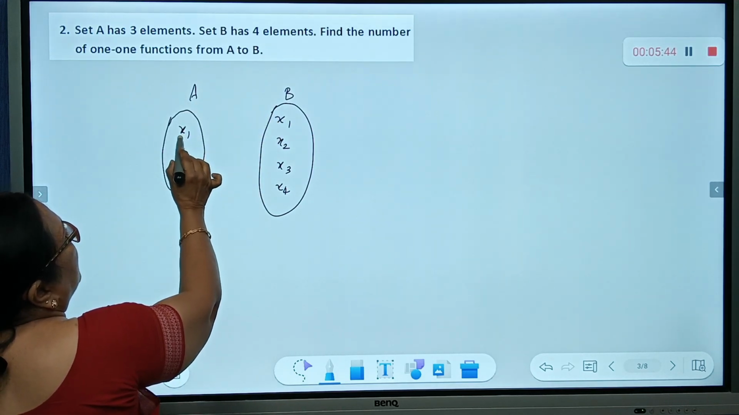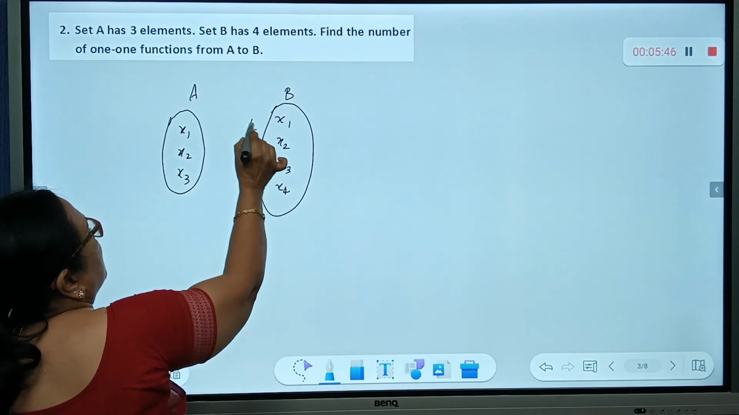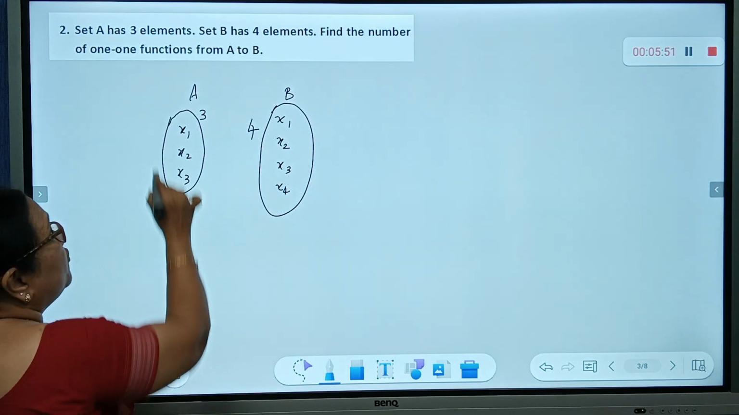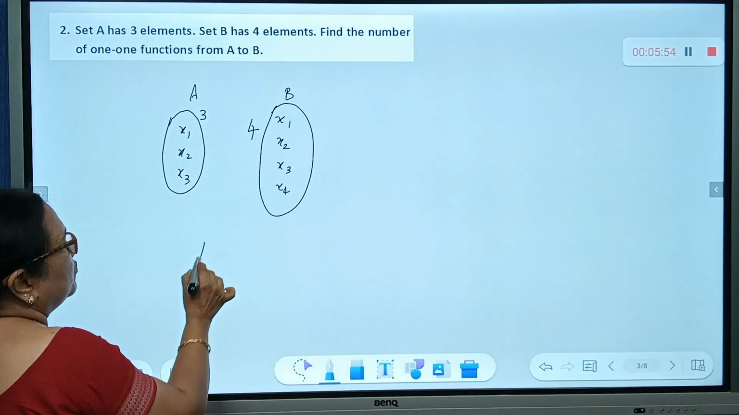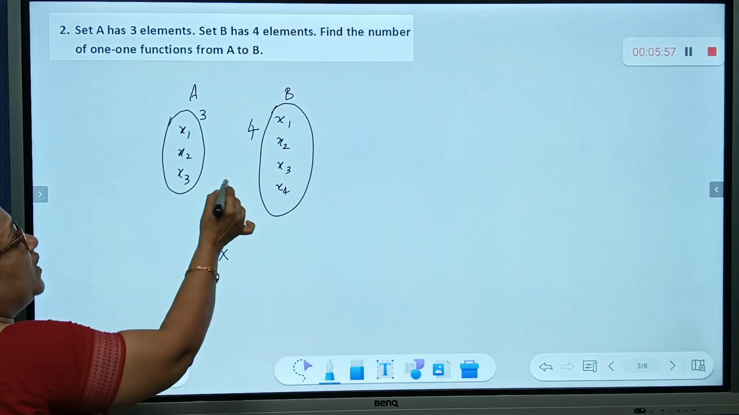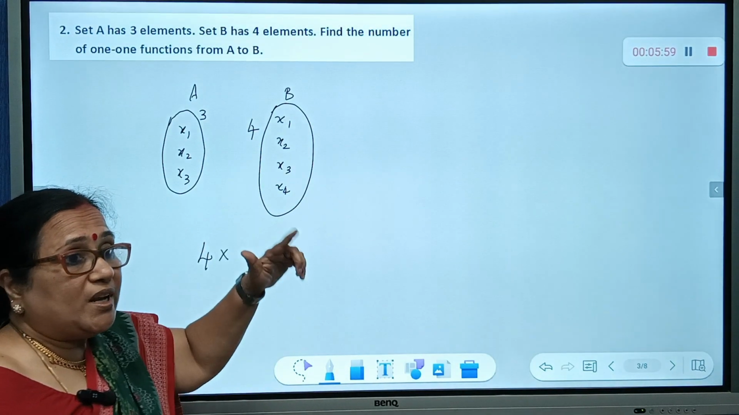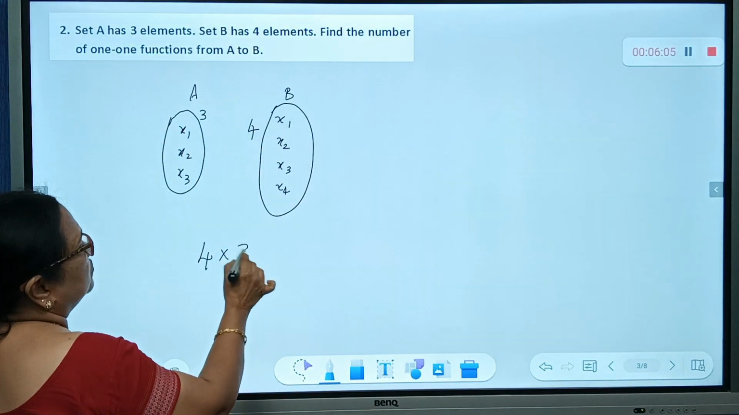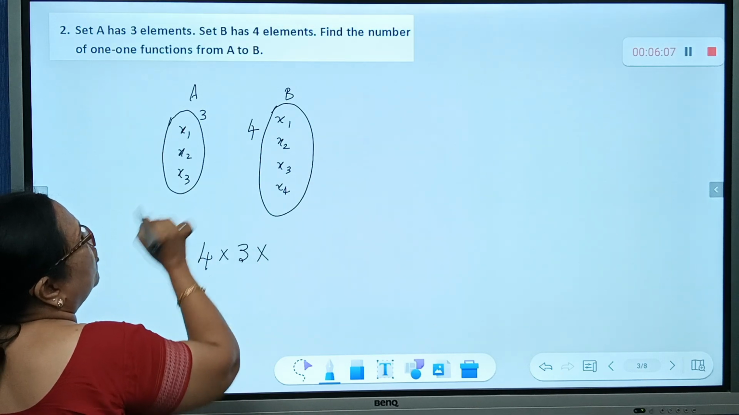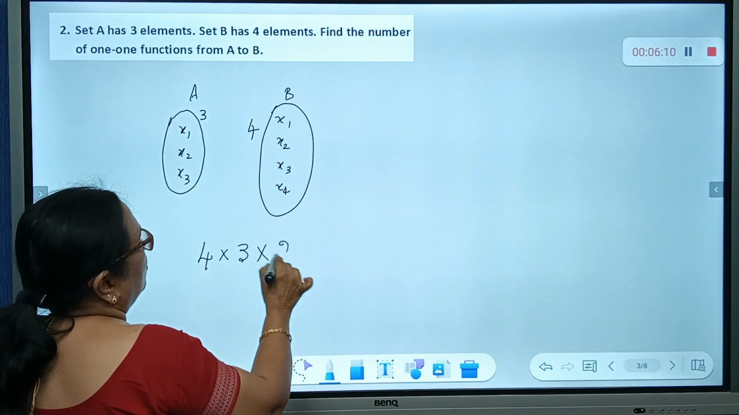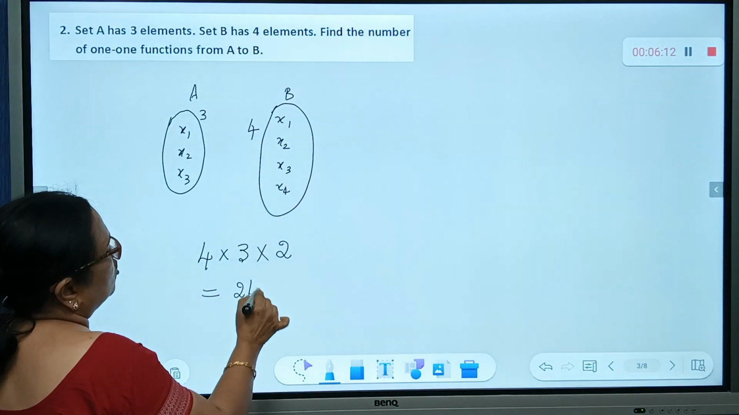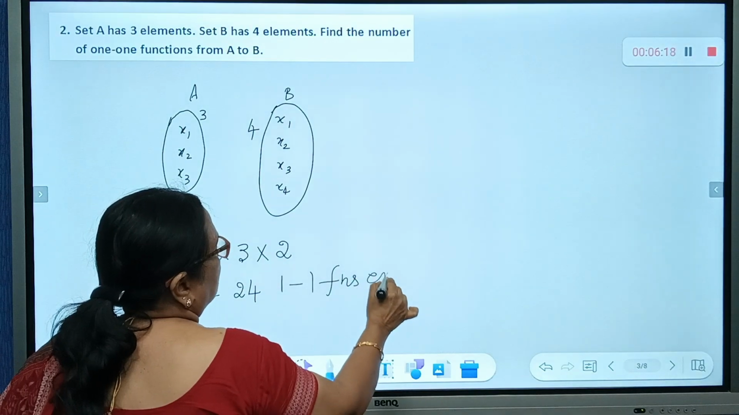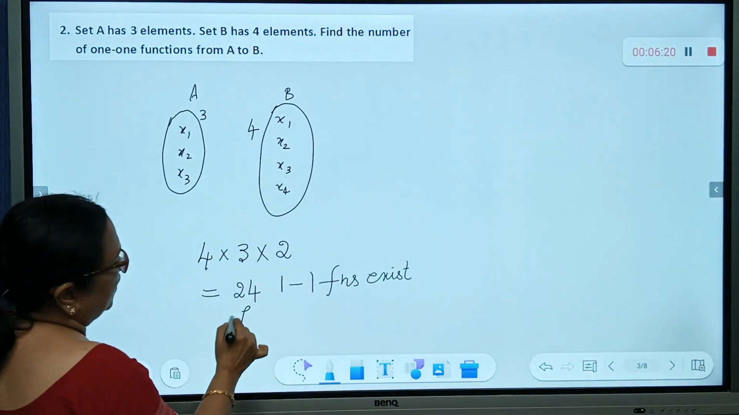Now x1 can be mapped onto, we have 4 elements here, here you have 3 elements. x1 can be mapped to any one of the 4. Then x2 can't be mapped onto the one element which is mapped onto x1. So how many choices are there? 3. How many choices are there for x3? Only 2. So therefore there are 24 one-to-one functions from A to B.